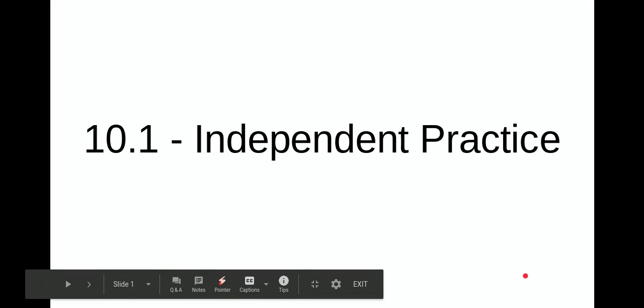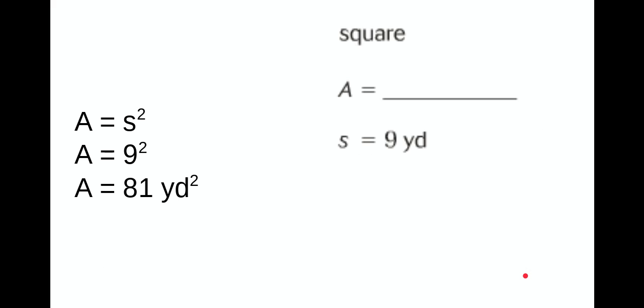10.1 independent practice. Let's check out those answers. First up, you have a square. The square formula is side squared. So it's 9 squared. 9 squared is 81 yards squared. If you don't have a square button, you can just do 9 times 9, which is 81.